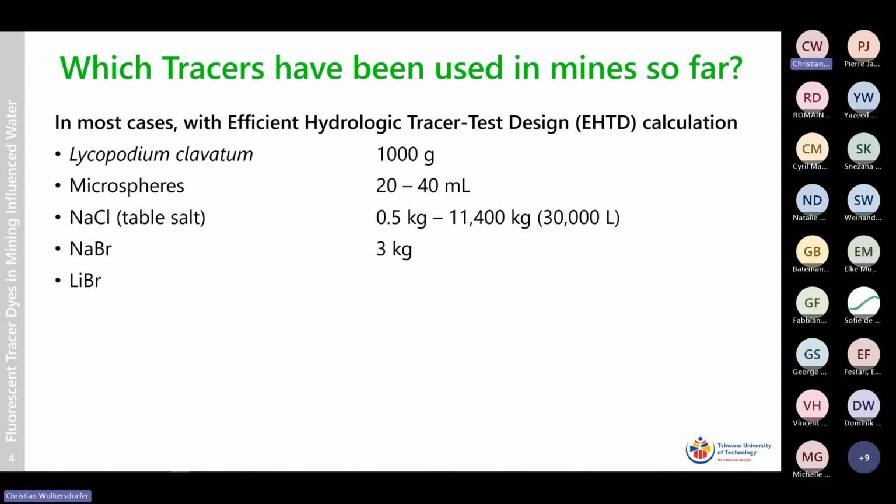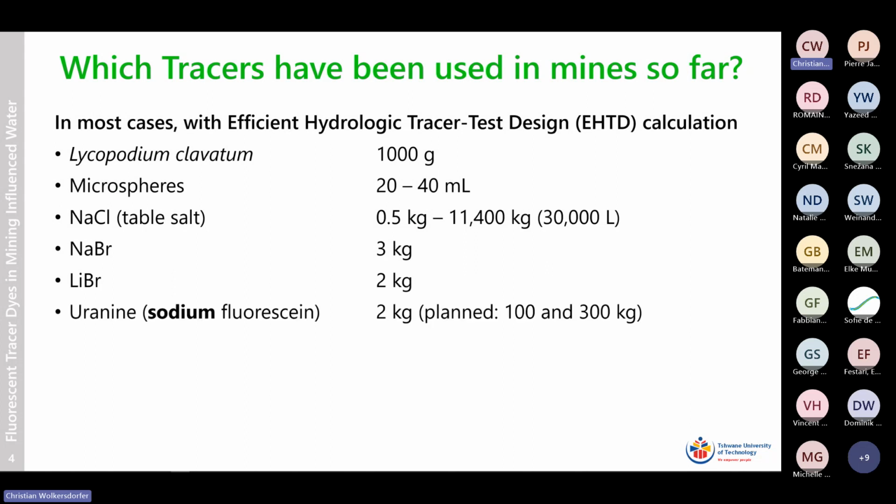Then potassium bromide, 3 kilogram, lithium bromide, 2 kilogram, uranine, you all know uranine, also called sodium fluorescein. Just to mention, in some countries, people just say fluorescein, which is not correct. You always need to call it sodium fluorescein. Until now, we used 2 kilogram, but we planned 2 very huge tracer tests, one in South Africa and one in Germany, with 100 kilogram and 300 kilogram. Then eosine Y as a dye tracer, 1 kilogram, tinopal CBX, 3 kilogram, and rhodamine B, 400 gram. So these are the tracers that have been used in mines so far.